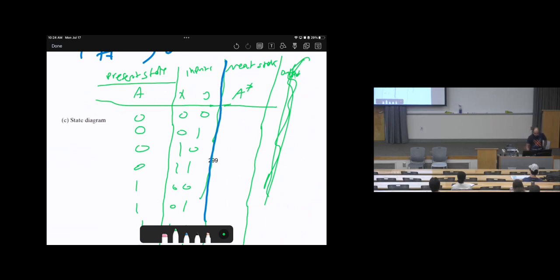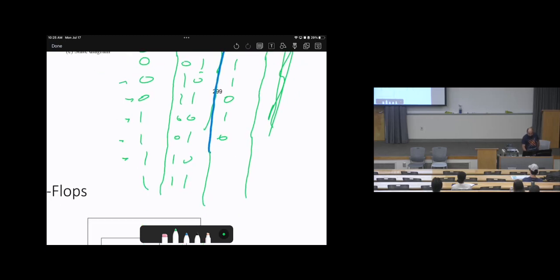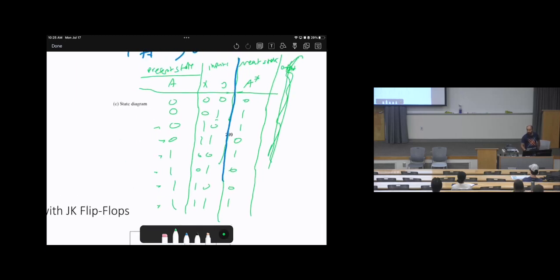0, 0, 0, we don't have any 1, so the next state will be 0. 0, 0, 1, which is an odd number, we have only one 1, so it will be 1. Then 0, 1, 0, which is odd, then it will be 1. 0, 1, 1, we have two 1s, therefore it's even, then it's 0. Here it's odd, will be 1, even will be 0. Here is odd, here is even, will be 0, here is odd, will be 1. Okay? Do you agree?